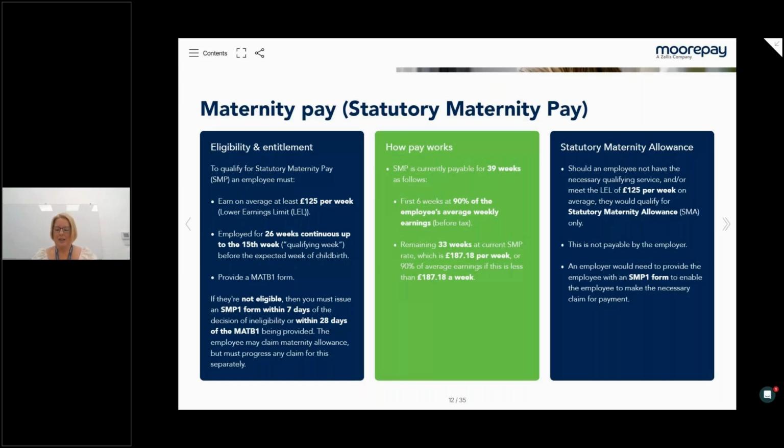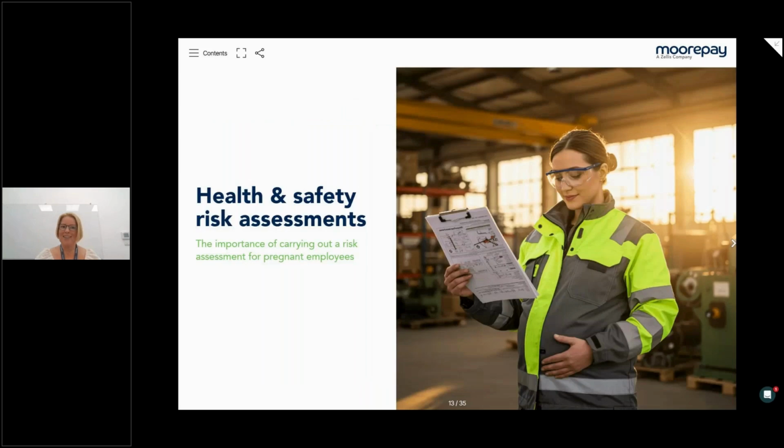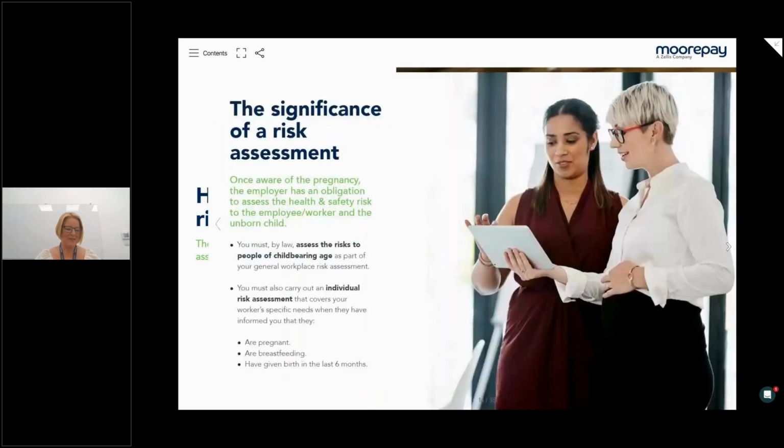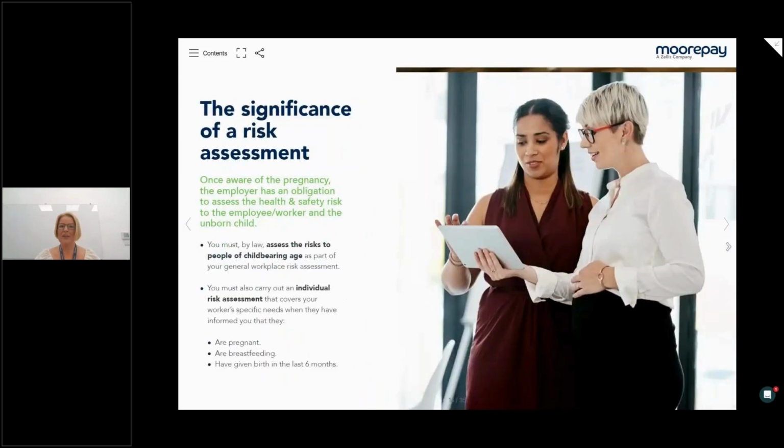Okay, so health and safety risk assessments. Now, I'm going to be open and honest here. I'm not a health and safety expert. We have a team of people who provide that service at MorePay, but we do feel maternity, health and safety, and employment law do cross over slightly. So it's worth mentioning to you to make sure that you are following all the right rules when you have a pregnant employee.